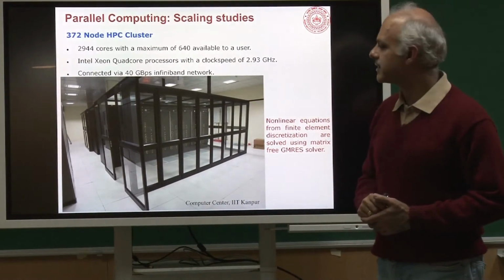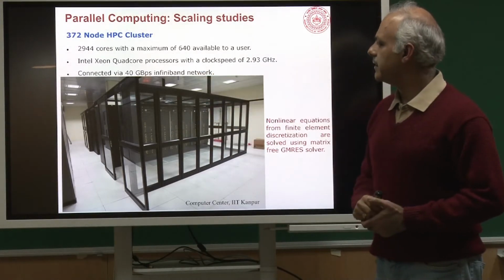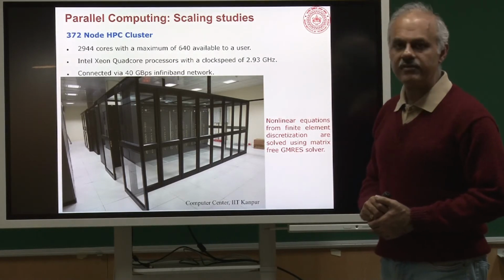Okay, this is just to have equitable distribution of resources, and this is the spec of each of the processors, and the nodes are connected by an interconnect. So that's 40 gigabits per second. It's called InfiniBand.